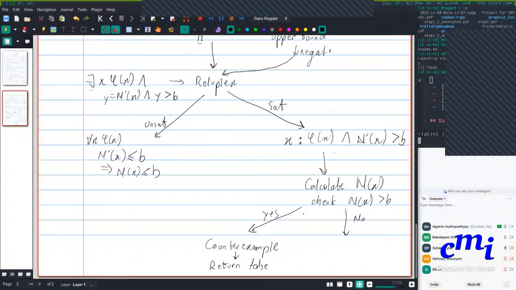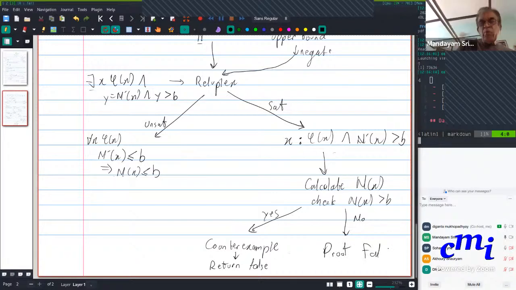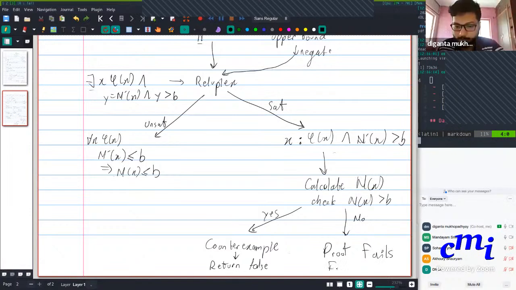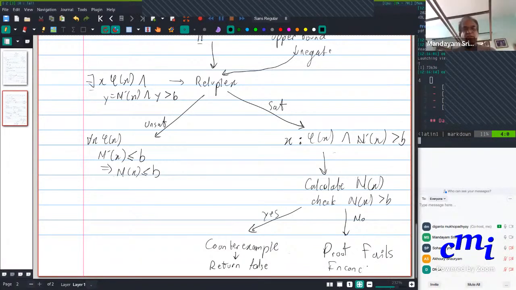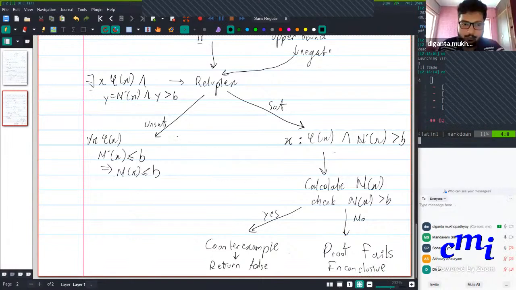So now the proof fails. The proof is incomplete. This is inconclusive. So the three outcomes are success, failure, inconclusive. So this is like return true, return false, inconclusive. But basically these are the ideas.